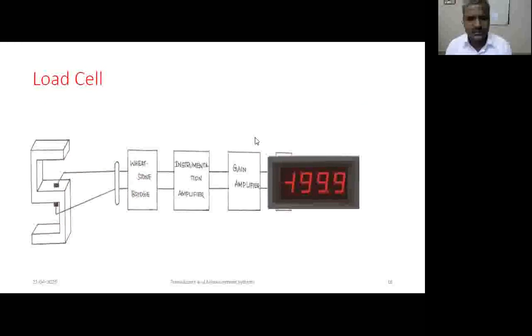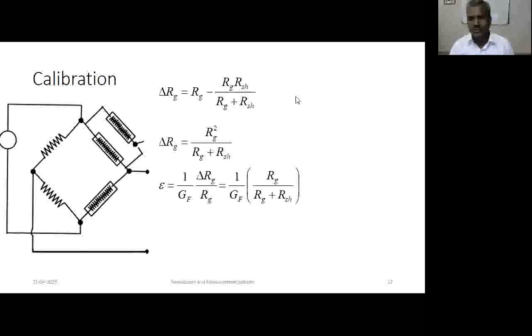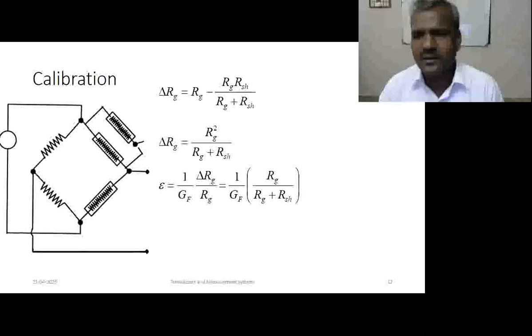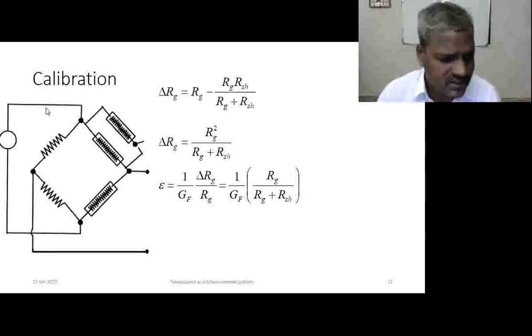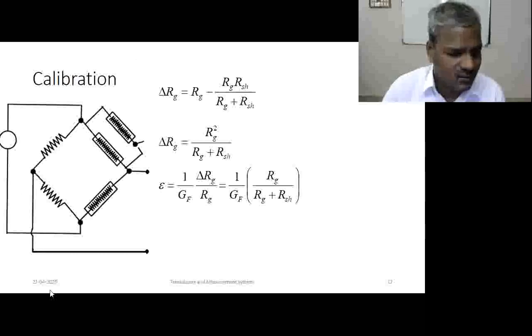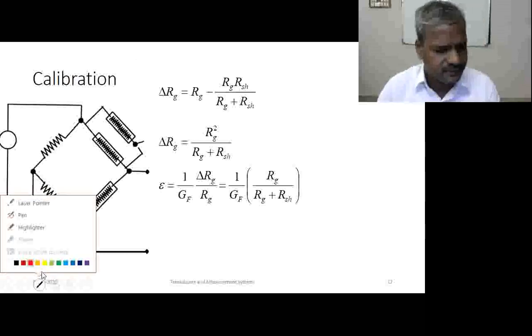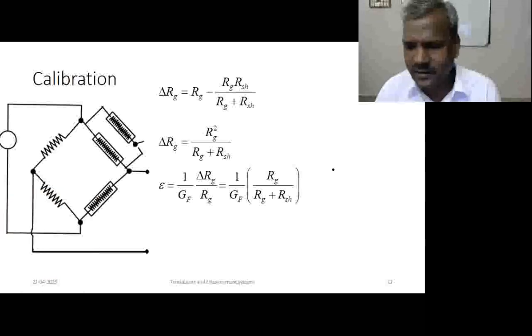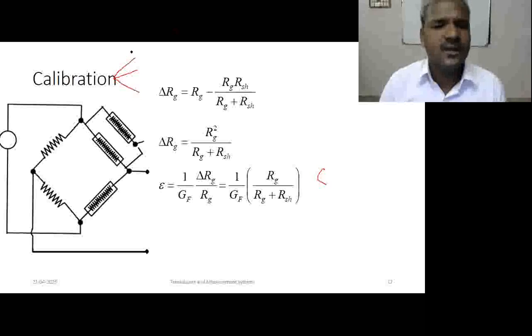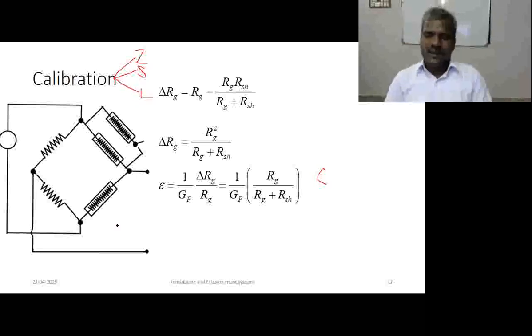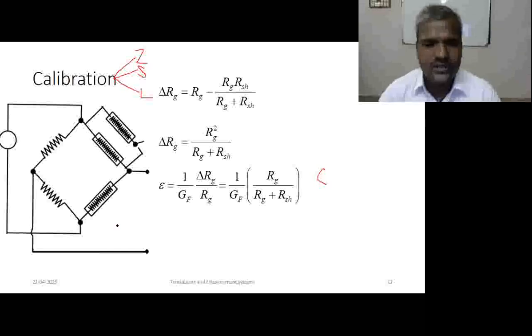Our next discussion is about calibration of strain gauge circuitry. Normally, calibration involves 3 stages. What are the stages of calibration? One is zero adjustment. Then next is span. The third one is linearity. Okay, ZSL. Z is nothing but zero adjustment.